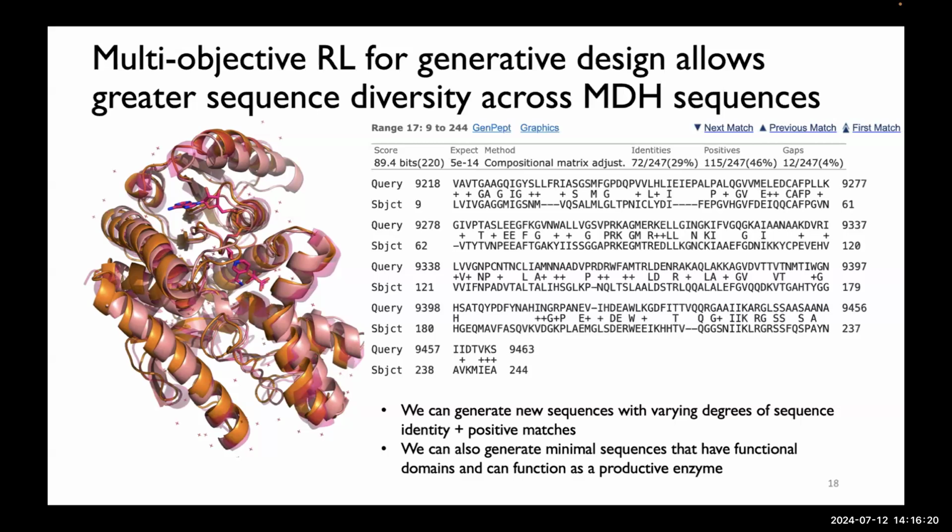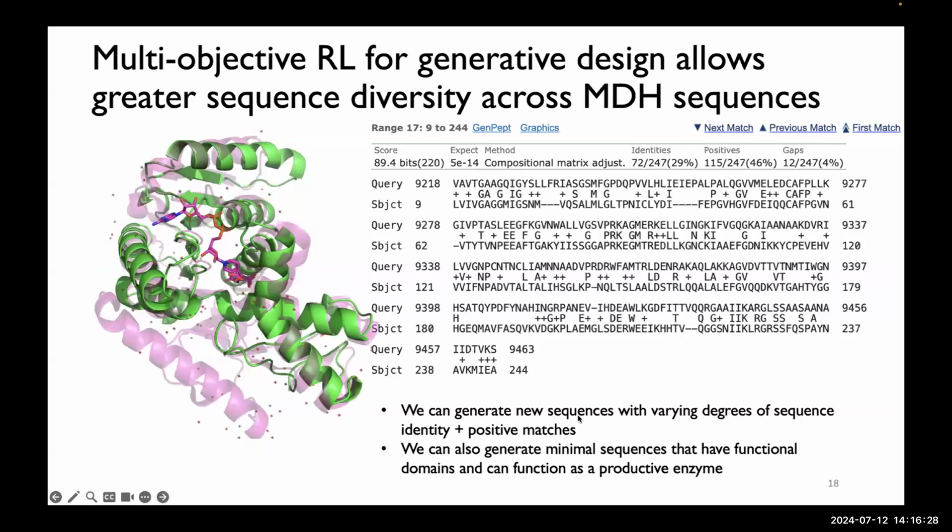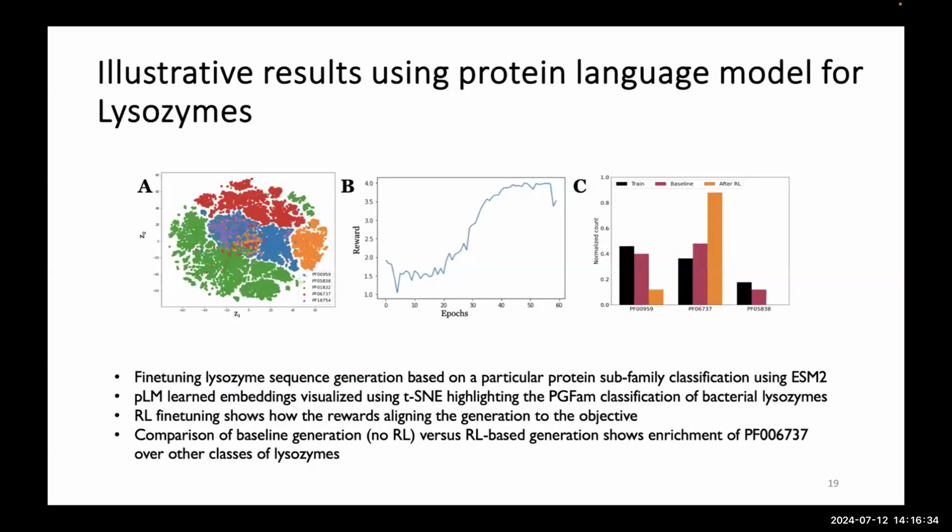What we have shown is, for the MDH case, we can use sequence diversity as a feedback and improve on that, or choose the sequence length as a feedback and improve on that. And another illustration that I just want to show is that you can do this for any family. It doesn't have to be MDH.